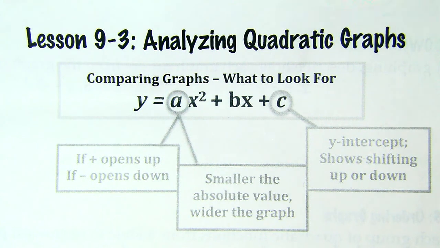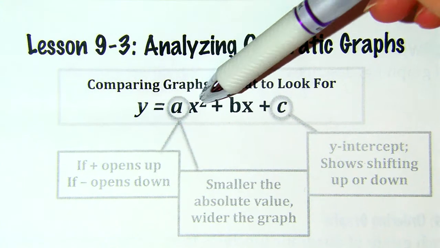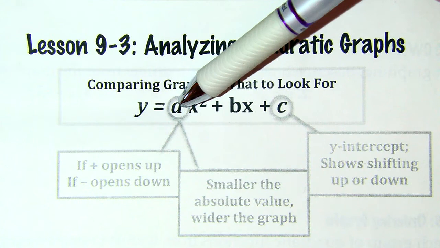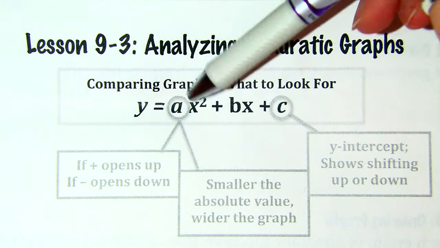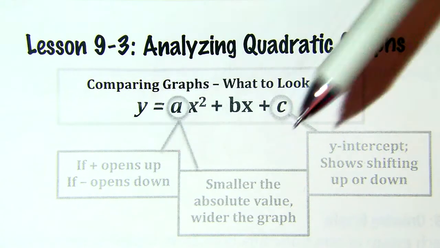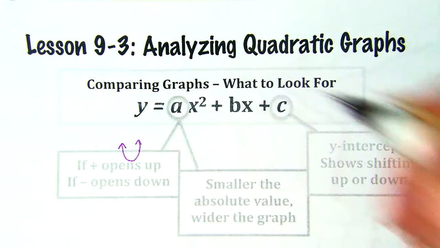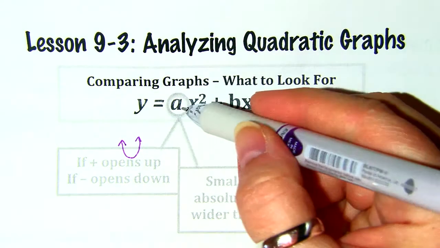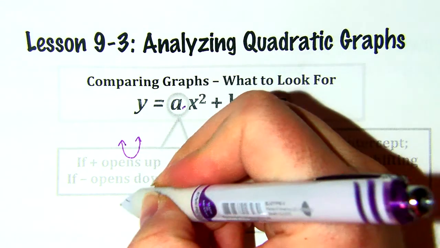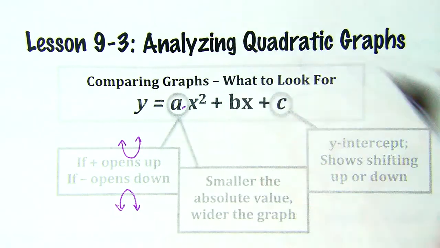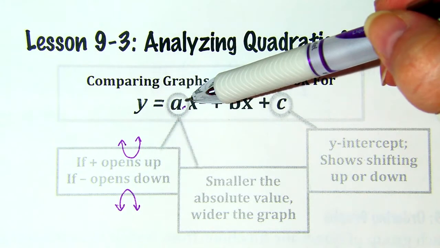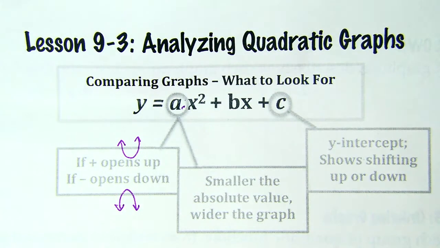So the first number, the one that's in front of x squared, that's the number called a. So it tells you a couple things. If a is positive, then the parabola opens up. So it looks like this. That's what it means by opens up. If it's negative, if that number is a negative number, then it opens down. So that's one thing that this first number tells you, if it opens up or if it opens down.